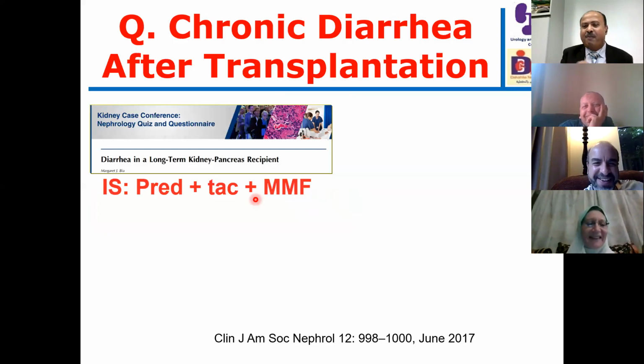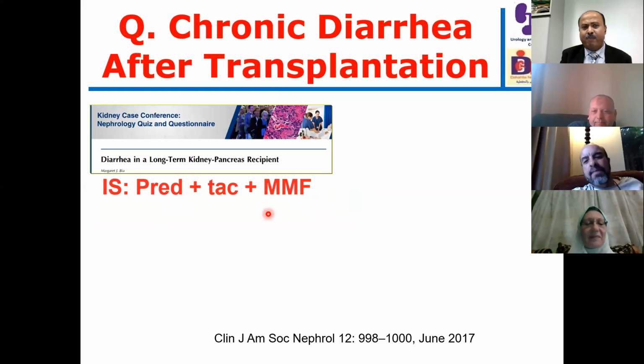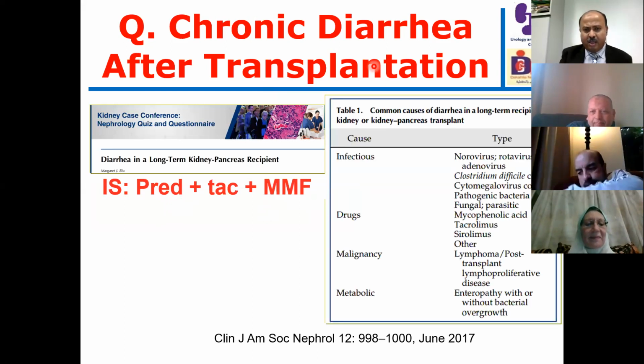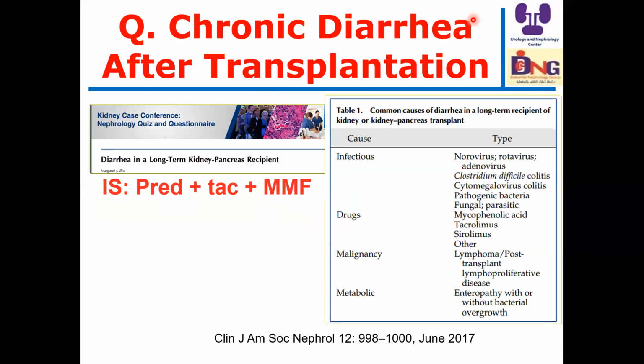So let us go very rapidly to some interesting points. If we have a patient who is transplanted, this is a case of kidney and pancreas transplantation. The patient is maintained on triple immunosuppressive therapy: prednisolone, tacrolimus, and mycophenolate. And then the patient presents with chronic diarrhea. If we have chronic diarrhea, I would like to appreciate the efforts done by Professor Halawa in the Journal of the Egyptian Society of Nephrology and Transplantation. He wrote a very clever and very smart algorithm on how to deal with diarrhea.